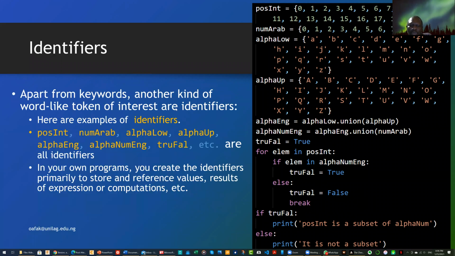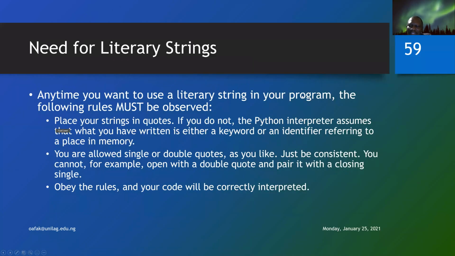Anytime you want to use a literal string in your program, the following rules must be observed. Literal strings are string constants and they must be placed in quotes. If you do not, the Python interpreter assumes what you have written is either a keyword or an identifier. You remember we've talked about keywords and identifiers. If you do not put your string in quotes, it will be interpreted as a keyword or identifier.